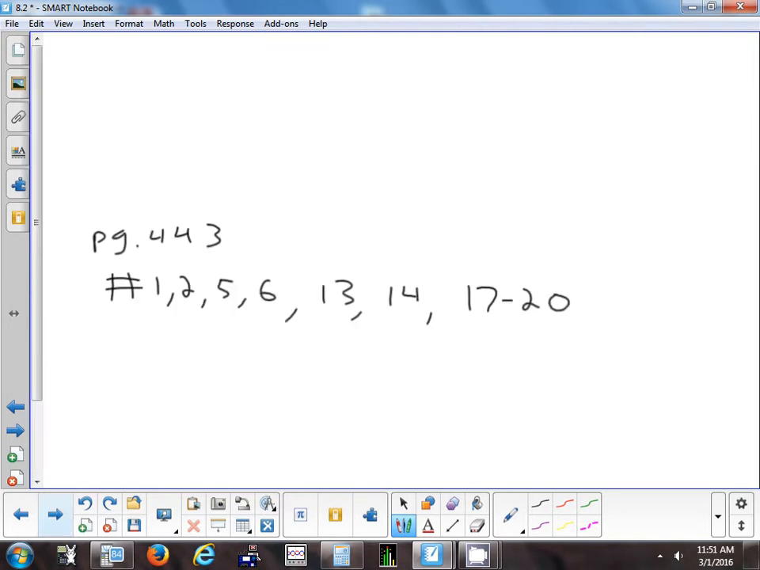All right, so the homework is on page 443. I'd like you to try 1, 2, 5, 6, 13, 14, and 17 through 20. Tomorrow we'll look at sections 8.3 and 8.4, which are totally different. We're done now solving triangles. And we'll have our test on Friday.